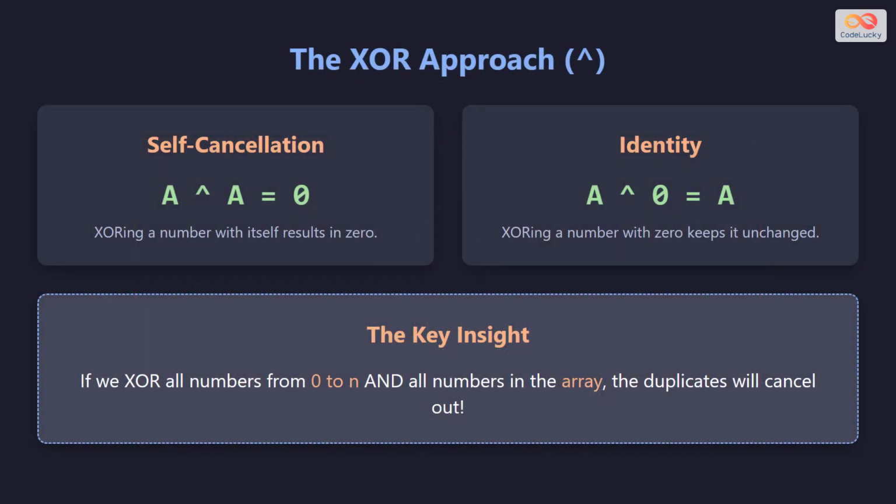This brings us to the XOR approach. The XOR operation has a special property. Any number XOR'd with itself becomes 0. Also, any number XOR'd with 0 remains unchanged. We can use this to cancel out duplicate numbers.